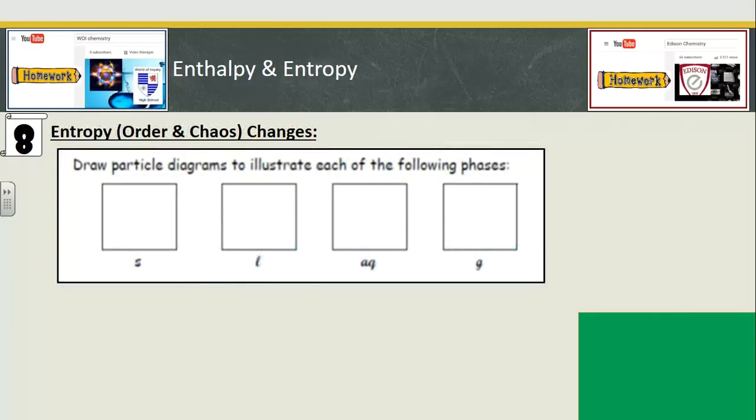Entropy, order, and chaos changes. So draw particle diagrams to illustrate each of the following phases, and these are in order of increasing entropy. Solids: we've got our particles arranged in the bottom center of our container. Liquids: they're touching and filling the entire bottom of the container. Aqueous: we've got liquid and the particles dissolved in it. More random and disordered, but in a gas, there's no liquid and the particles are just all over the place.